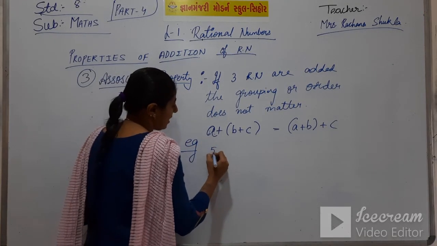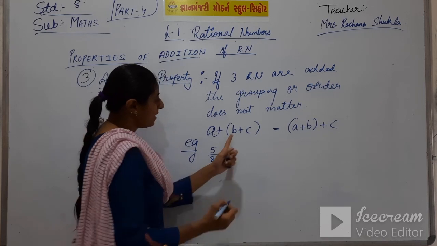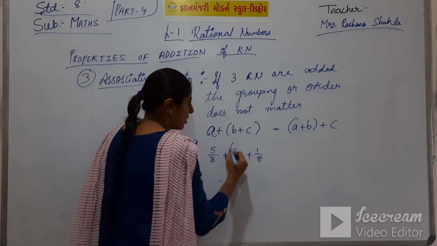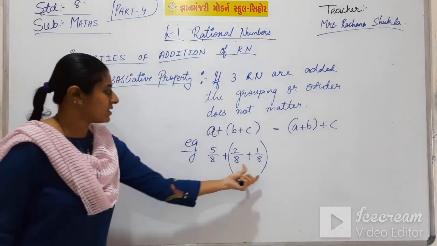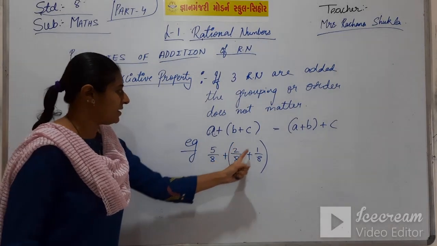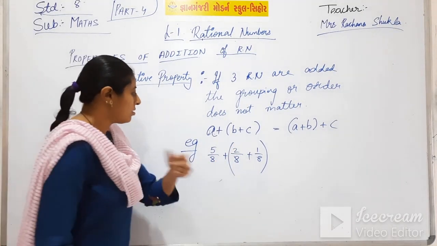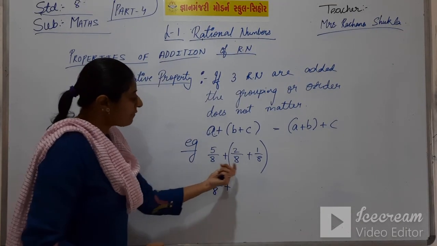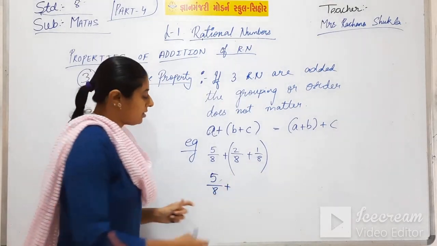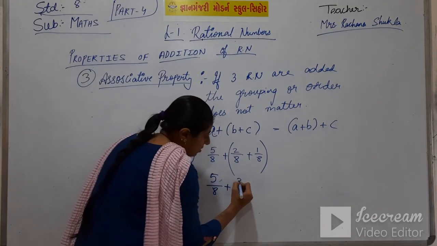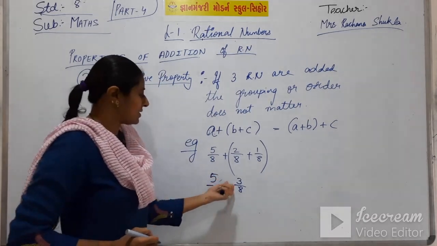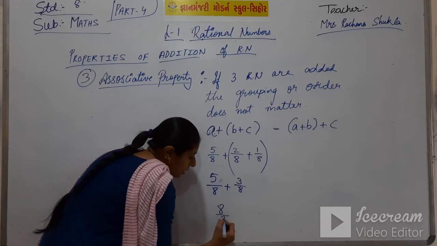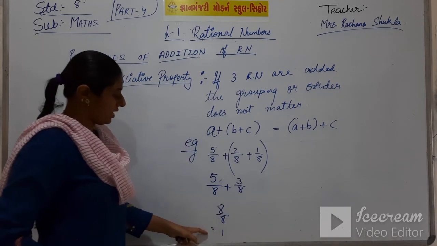For A, we will take 5 upon 8. For B, we will take 2 upon 8. And for C, we will take 1 upon 8. This is A, this is B, and this is C. Now let's calculate. 5 upon 8 is as it is. First of all, we will solve the bracket. That is 2 plus 1, 3 upon 8. Again, we will solve this: 5 plus 3, 8 upon 8. That is 1.